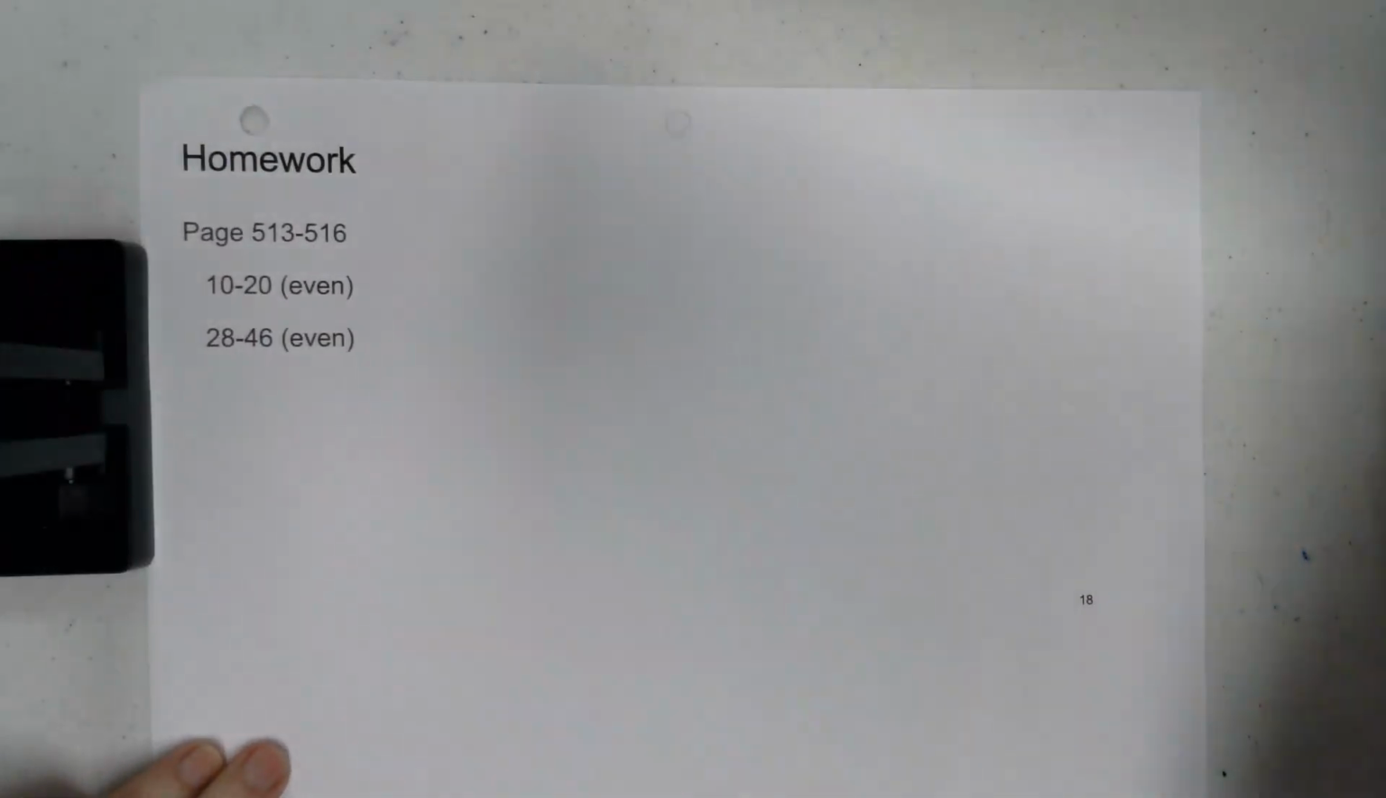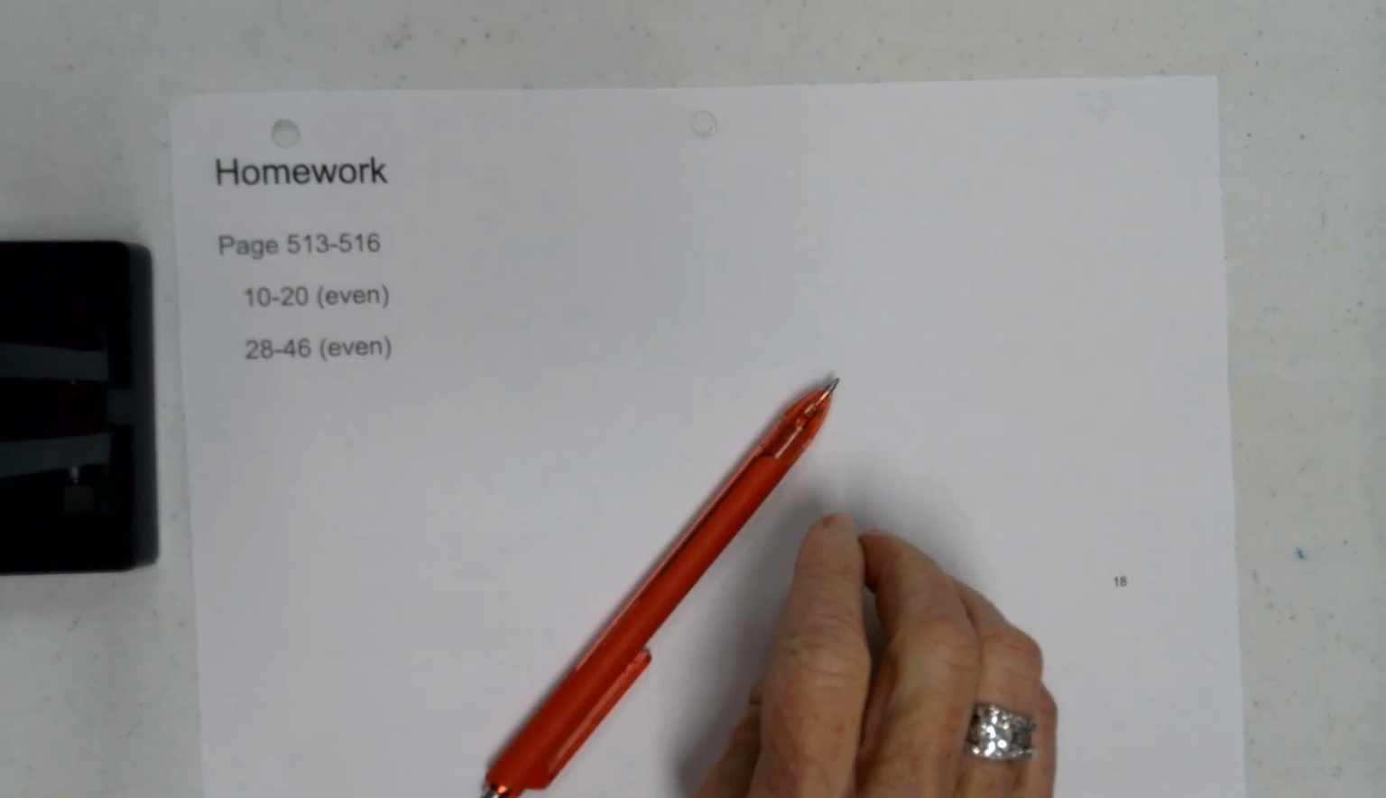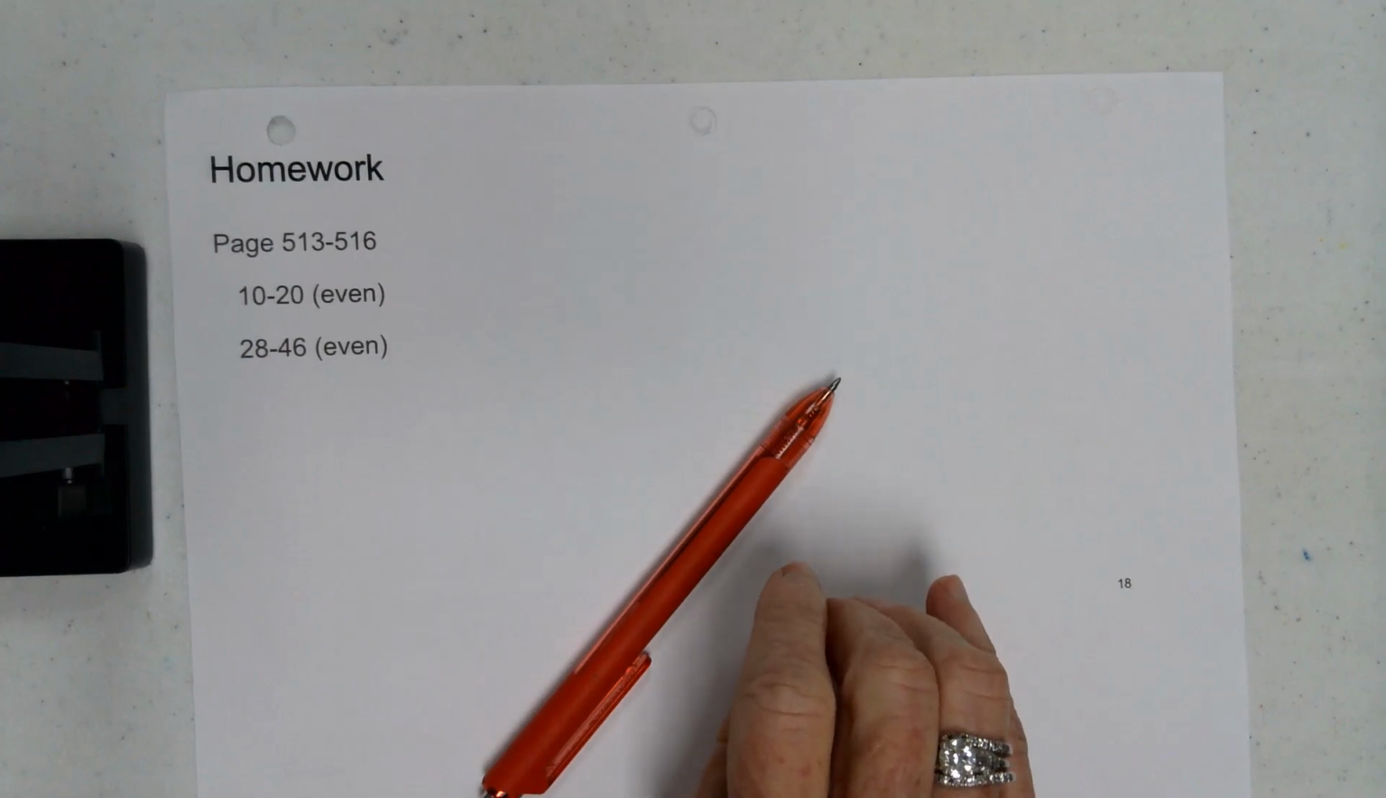Okay. Your review homework is on page 513 through 516, 10 through 20 even, and 28 through 46 even.